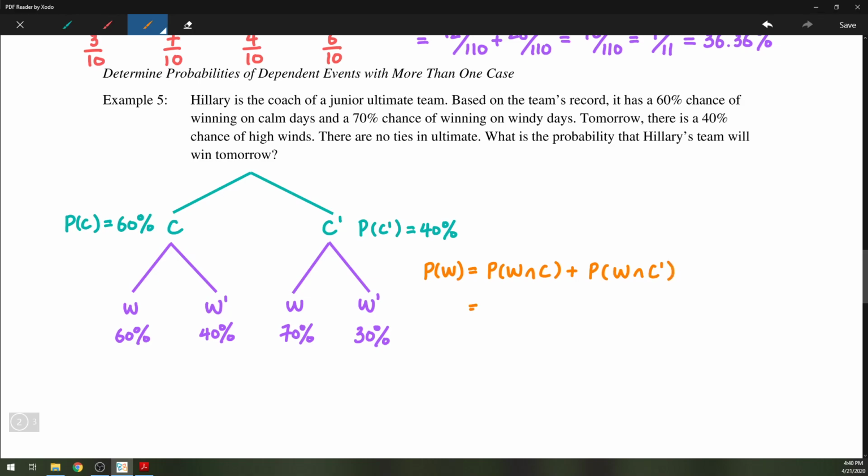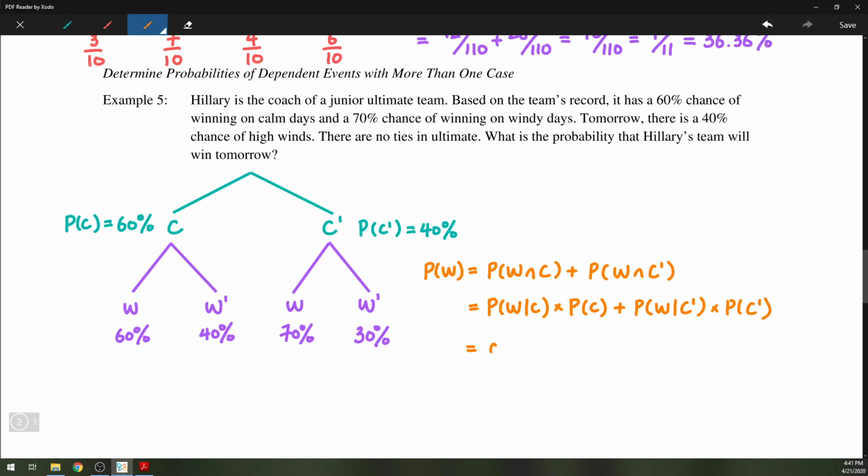So here, in this case, that would be the probability of winning when it's calm multiplied by the probability of it being calm tomorrow, plus the probability of winning when it's not calm weather multiplied by the probability of the weather not being calm tomorrow. And you already have all these numbers to the left based on the tree diagram. So if you set this tree diagram up right, then you're going to be okay.